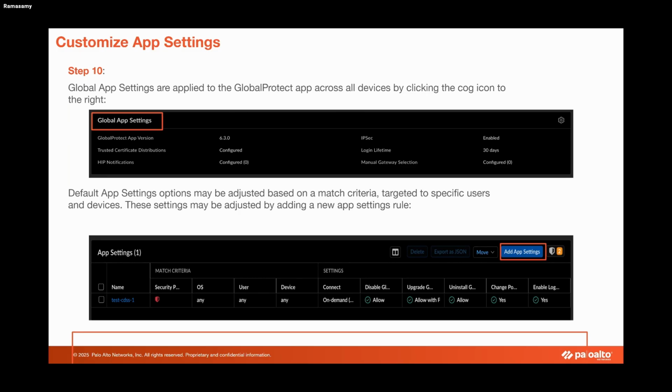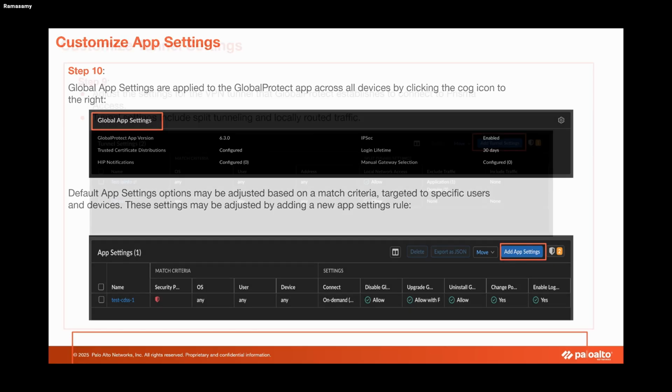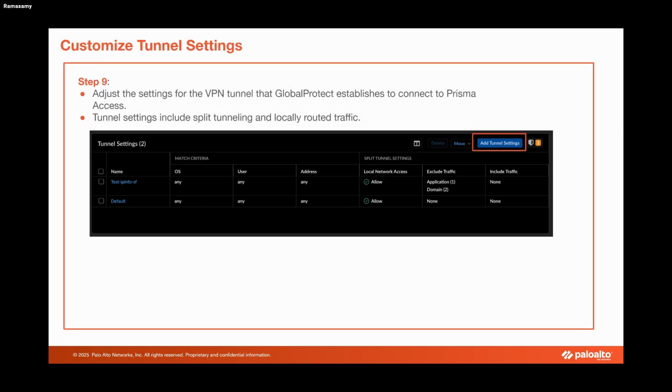You can customize the GlobalProtect app settings in Strata Cloud Manager by navigating to Workflow, Prisma Access Setup, GlobalProtect Setup, and GlobalProtect App, and you can modify all the parameters over there. And this is for the tunnel settings. You can customize the GlobalProtect tunnel settings in Strata Cloud Manager under the Workflow tab. The app settings are for the portal, and the tunnel settings are for your gateway.